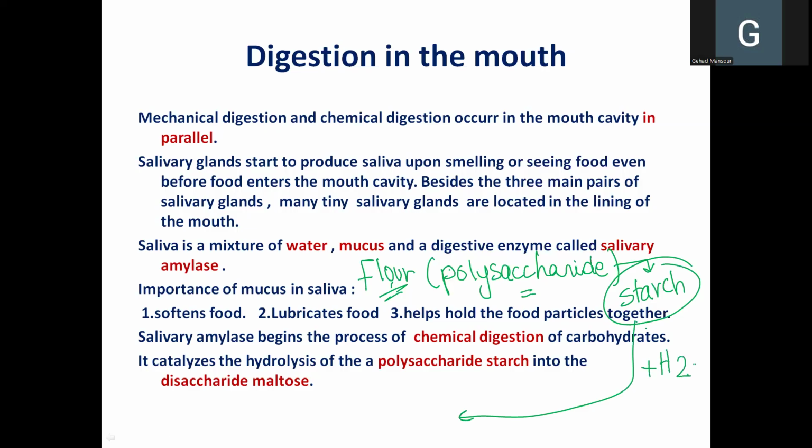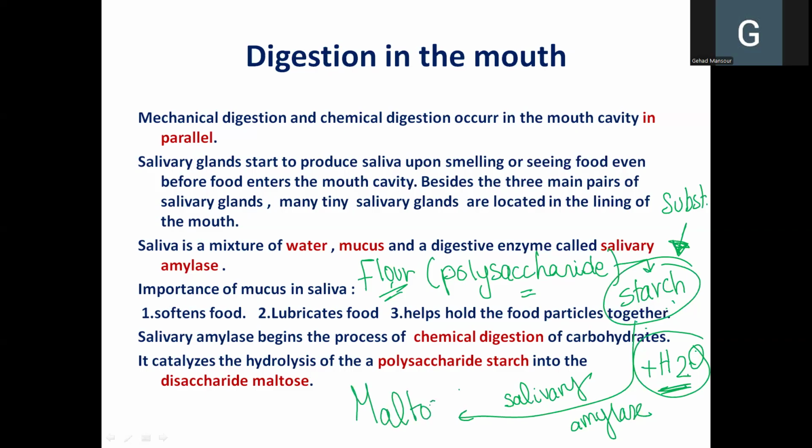It catalyzes the breakdown of starch, or the digestion of starch, using water. So it catalyzes hydrolysis. So the chemical reaction is catalyzed by salivary amylase. This is the enzyme. We need water, of course. We need the substrate, which is starch. Starch is the substrate. And we have a product, which is the disaccharide maltose. Maltose is a second example of disaccharides. We saw sucrose in the previous slides, which is the common table sugar.